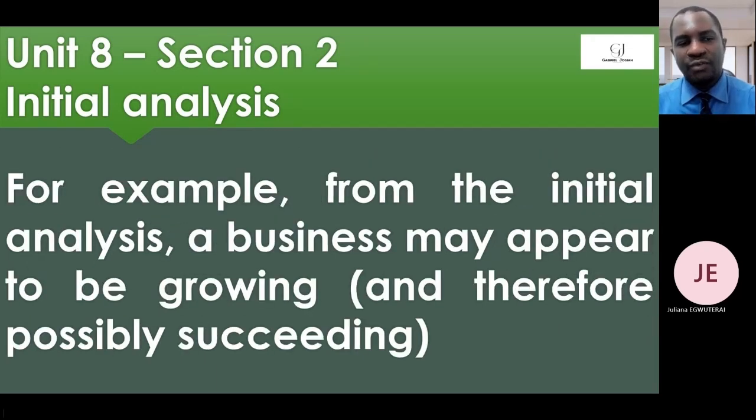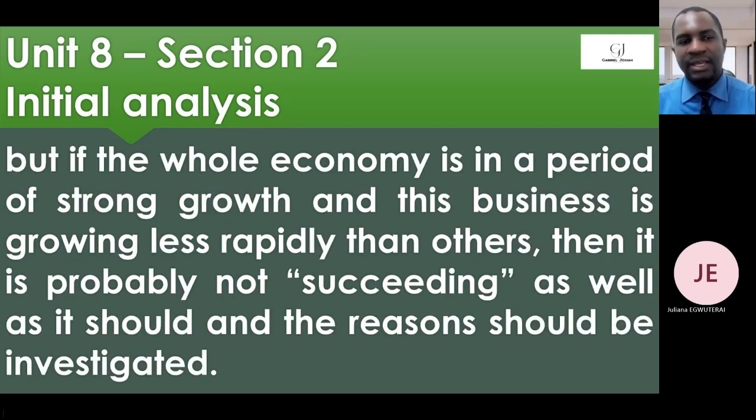So, for example, from the initial analysis, a business may appear to be growing and therefore succeeding. Maybe they are making profit year in, year out. Their bottom line is okay. But if you look at the economy in that period of strong growth, and this business is growing less rapidly than others, then it's probably not succeeding. Comparing it with its peers in that industry, it may be growing, but the peers are growing faster, so it's probably not succeeding as well as it should, and the reasons should be investigated.